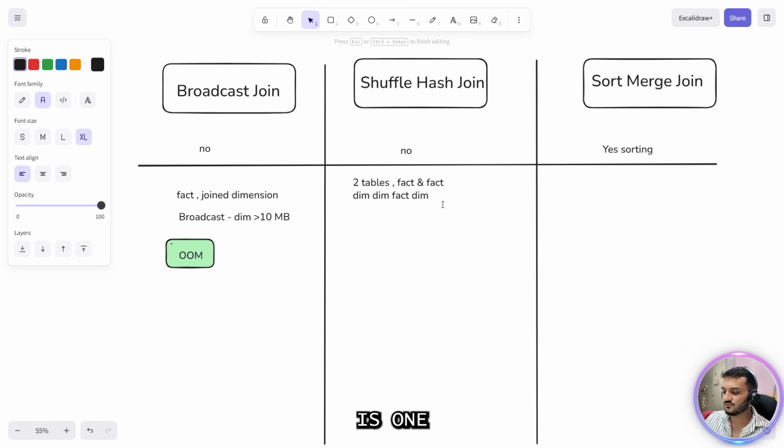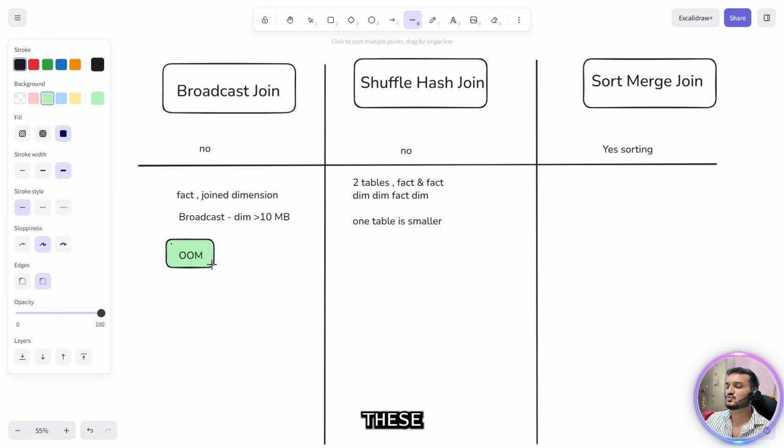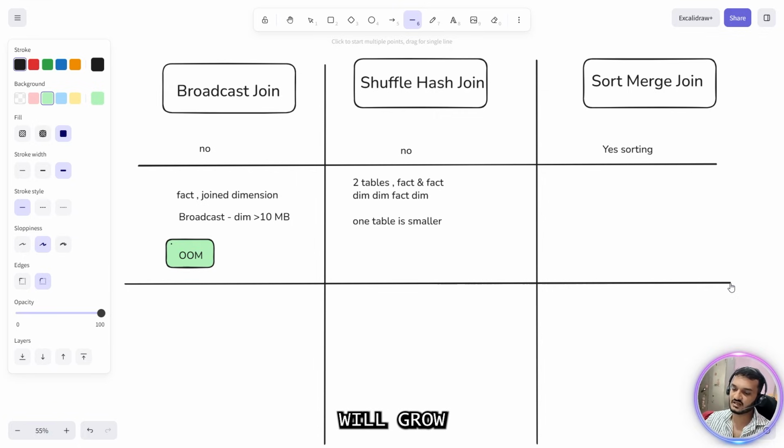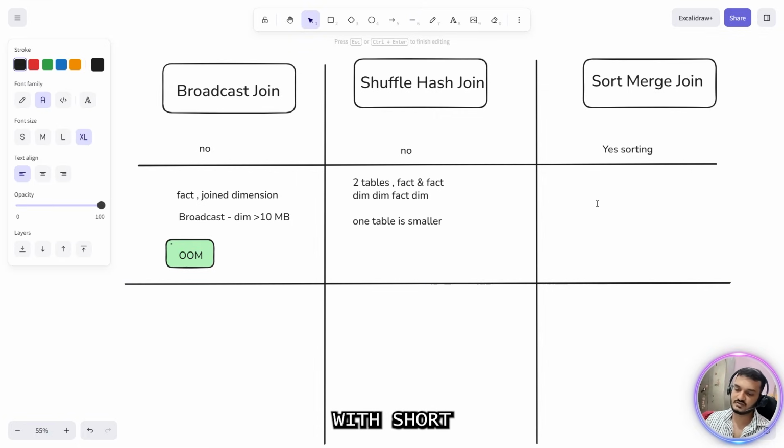Now what will happen is one table is smaller in size, and one is large. So at that time, you will go with shuffle hash join. If neither of these two joins work, definitely at some point of time, your data will grow gradually. Then you are left only with sort merge join. That is the expensive one, but you have to go with this one.